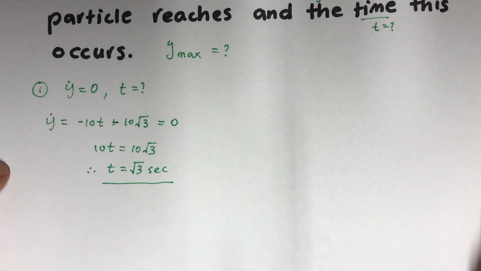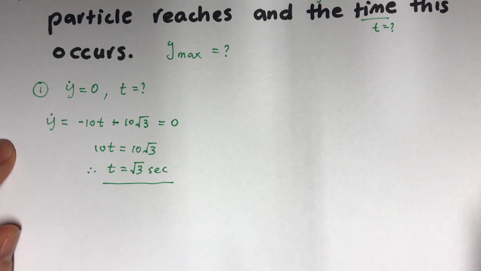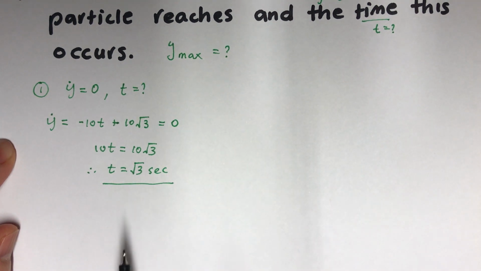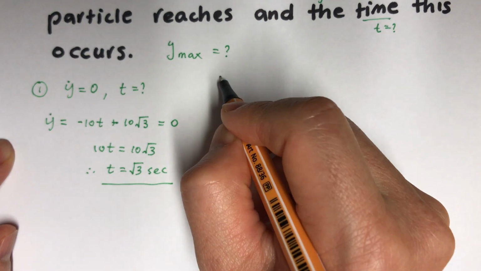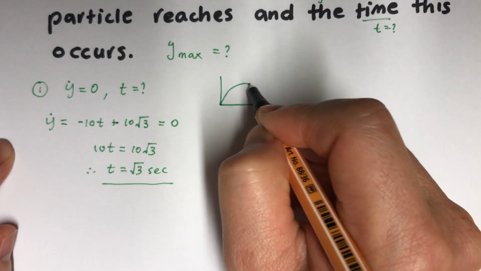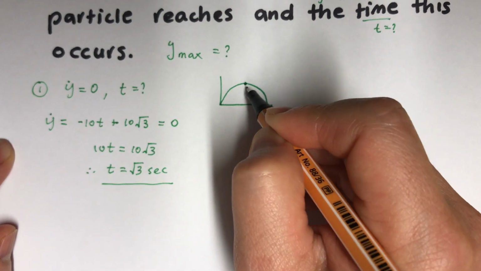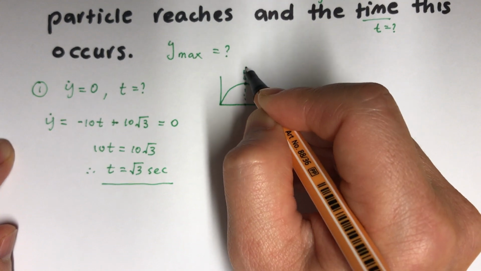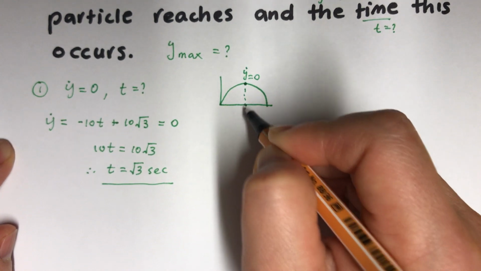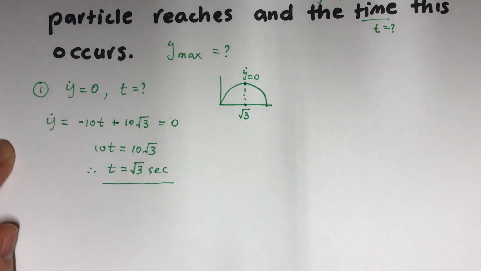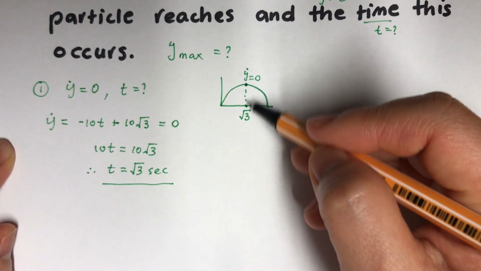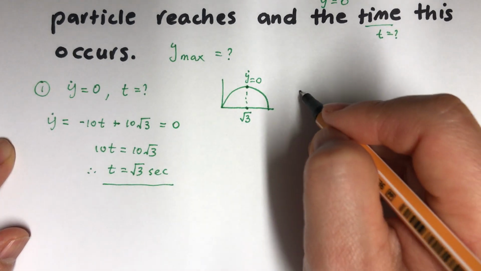Okay, well, time of flight for when it's reaching the max height. So when it's right there, the time here is root 3. Now we have to find the height.